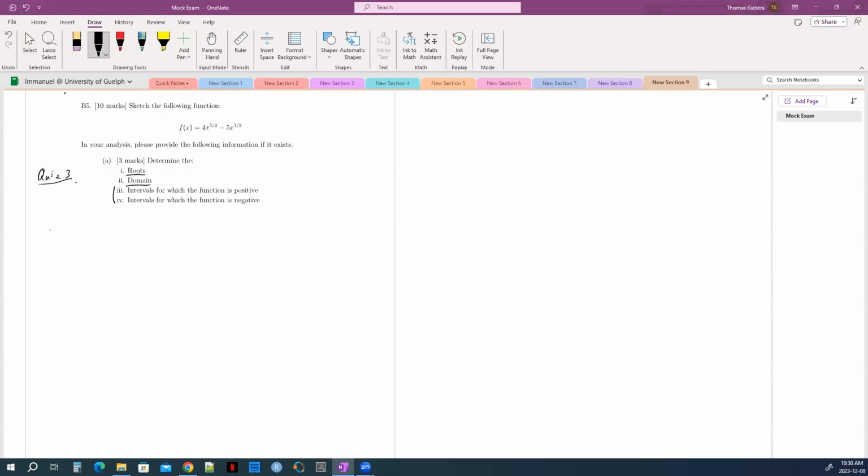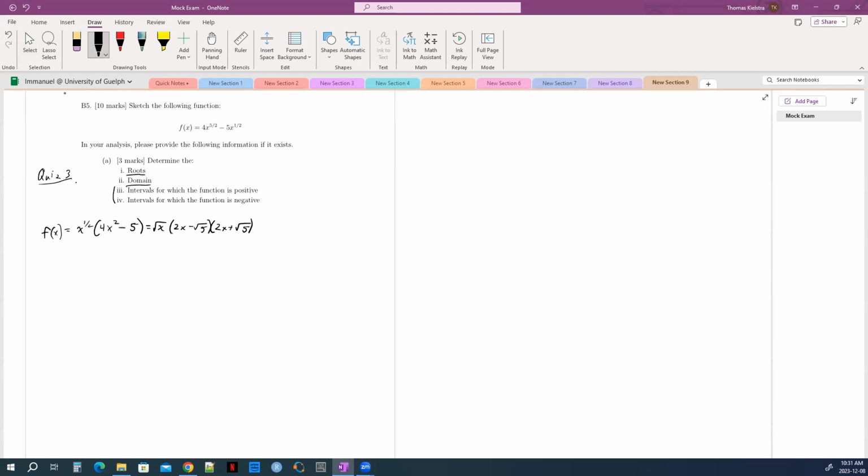So what we're going to do is take f of x, and the first thing I'm going to do is factor this expression to make it nicer to analyze for the roots as well as intervals of increasing and decreasing. When I do this, I get x to the 1/2 times 4x squared minus 5. And here, difference of squares. So this gives me square root x, bracket 2x minus root 5, 2x plus root 5.